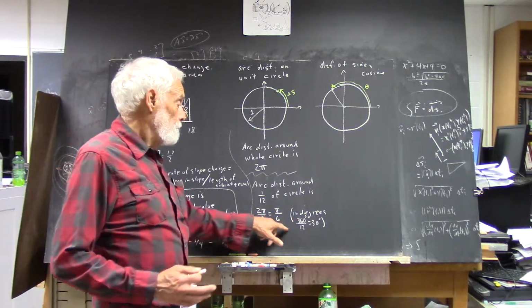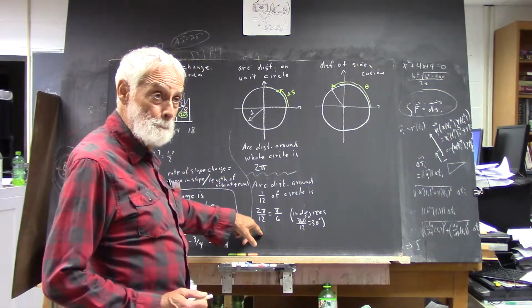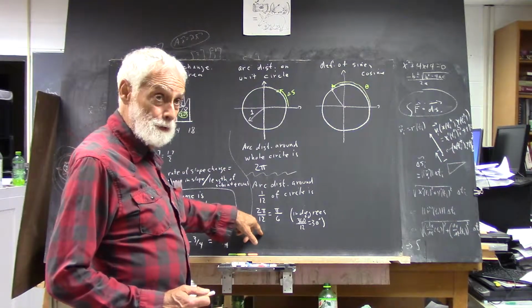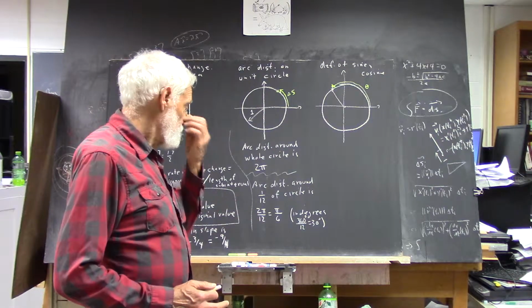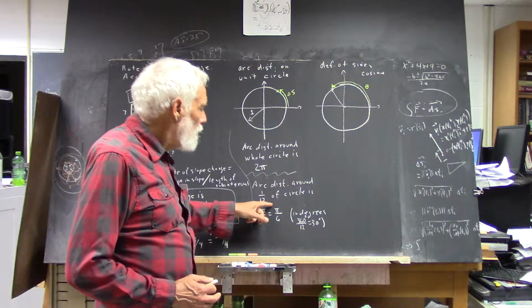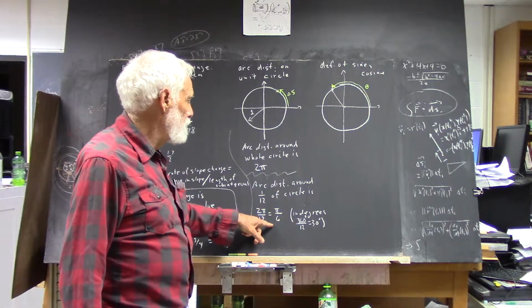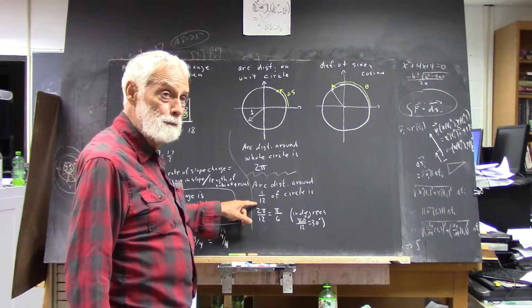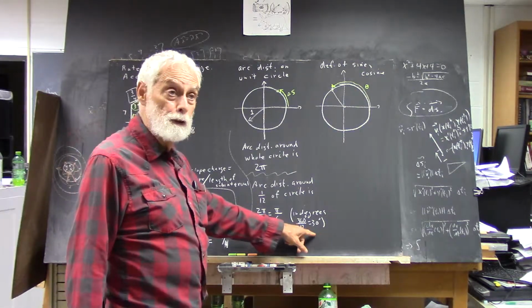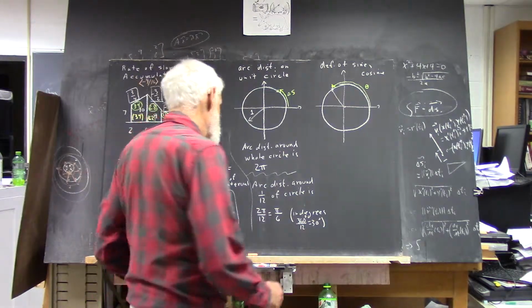Okay, so anyhow, here we have arc distance in a circle. Does that make sense? Well, this means that pi over 6 is just as good a measure of an angle corresponding to 1/12 of a circle as 30 degrees.